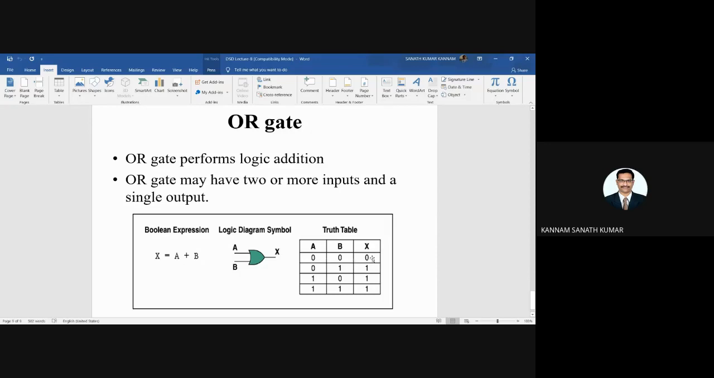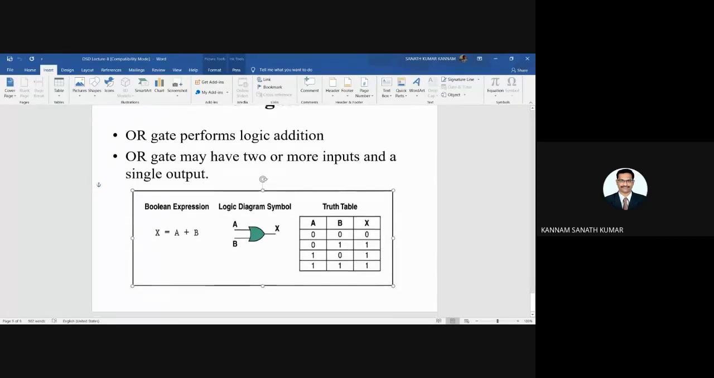So 0 plus 0 is how much? 0. Again, when A is 0 and B is 1, you are getting output as 1. When A is 1 and B is 0, you are getting output as 1. And when A is 1 and B is 1, you are getting the output as 1. So if you see the second, third, and fourth rows, if any of the inputs is 1, you are getting the output as 1. That is nothing but the OR gate. Okay, so these are the logic gates.